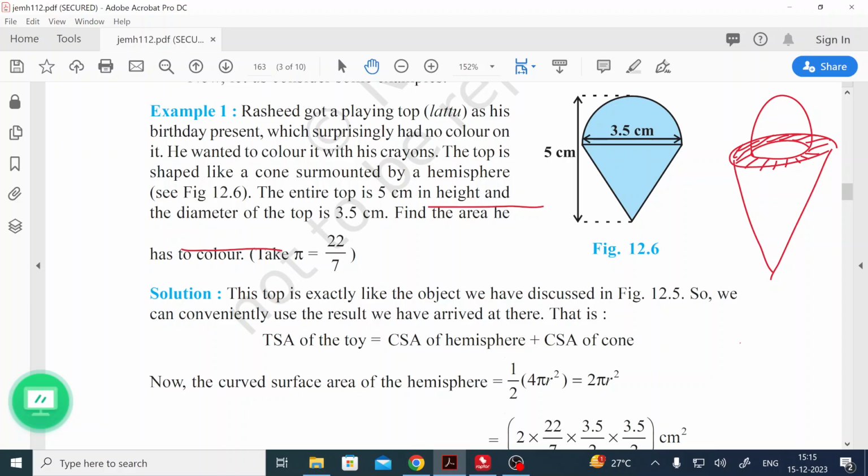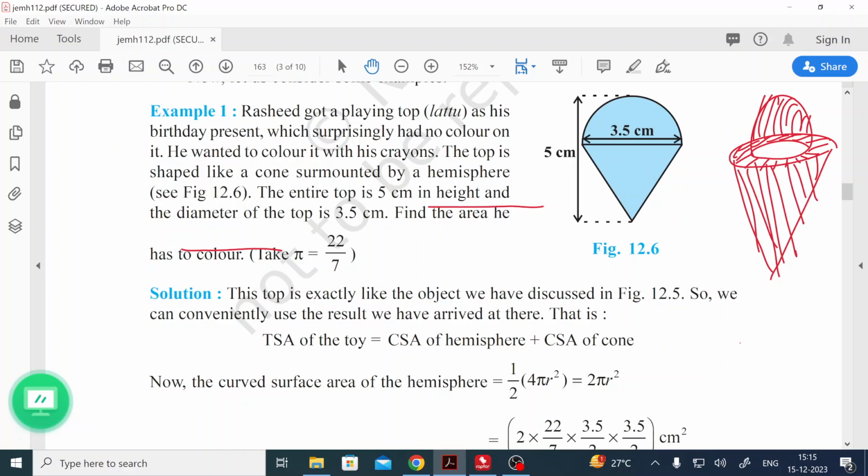This shape is only covered by the top, am I right? The remaining portion we have to color. There also you will be coloring, here also you will be coloring, and here also you will be coloring. Here alone you will not. Why? Because we pasted the two shapes onto each other. Understand? There you will not color.